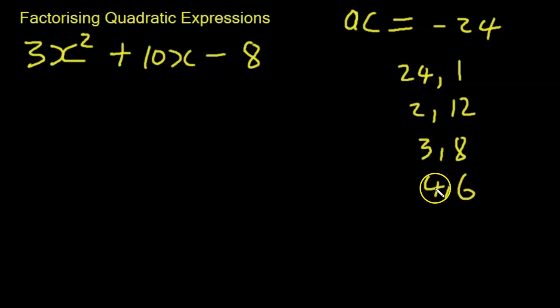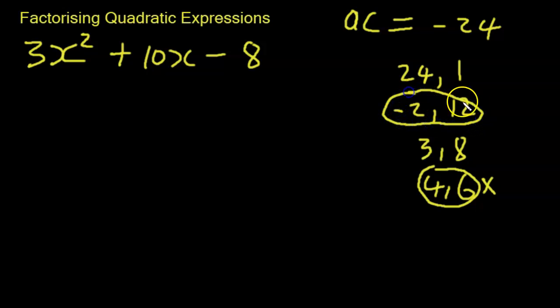But the issue with using 4 and 6, 4 times 6 gives us positive 24. Even though they add to give 10, they give us positive 24. And the numbers must multiply to give negative 24. And hence, we can use 12 minus 2, right? 12 minus 2, that's positive 10. And when we multiply 12 times minus 2, we get negative 24.